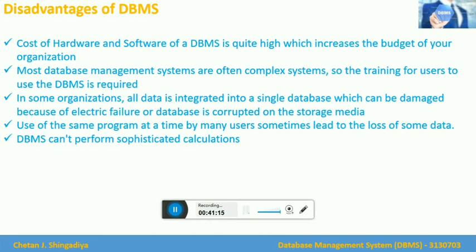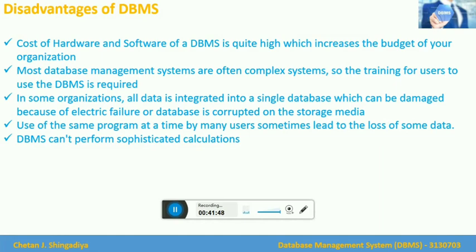So here they are saying that there is a single database and everyone is working on that particular database. If something happens, for example power failure or the database is corrupted on a storage media, then the entire database will be dropped or failed. Another disadvantage is that the use of the same program at the same time by many users sometimes leads to a loss of some data. When everybody is accessing the same data, at that time we may face the problem of loss of data.